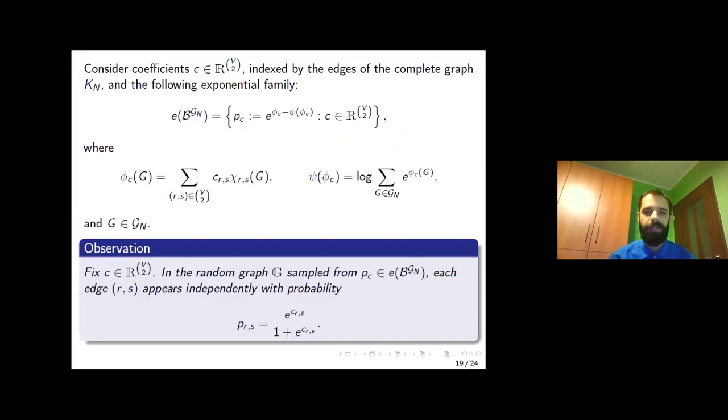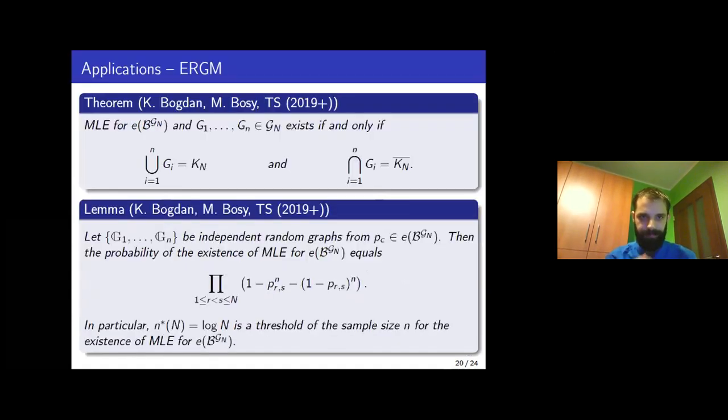There we also consider the vector of coefficients, where each coefficient is a deterministic function of the probability of the edge appearance. So therefore we are also able to build the exponential family. And here each edge, I forgot to state it before, appears independently of others.